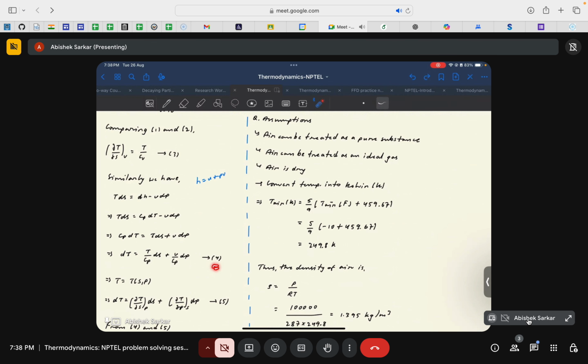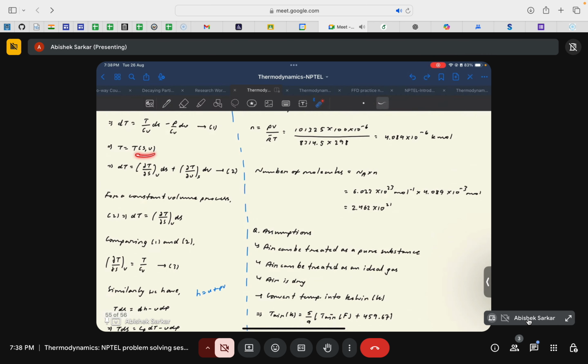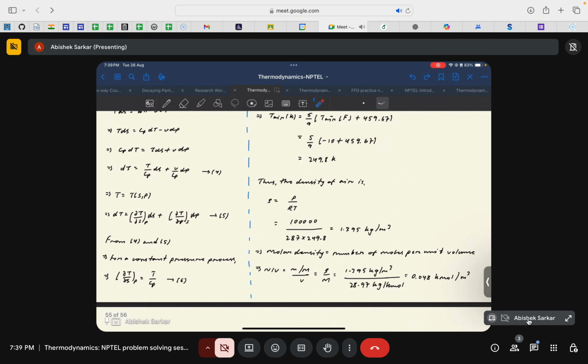Now again, using the same concept that we used here, since the parameters that are changing are ds and dp, let me represent the temperature in terms of the entropy and the pressure. So dT would be ∂T/∂s ds plus ∂T/∂p dp. Now for a constant pressure process, dp would be equal to 0. So from equations 4 and 5, if you compare the coefficients, you will get (∂T/∂s) at constant p would be equal to T by Cp.